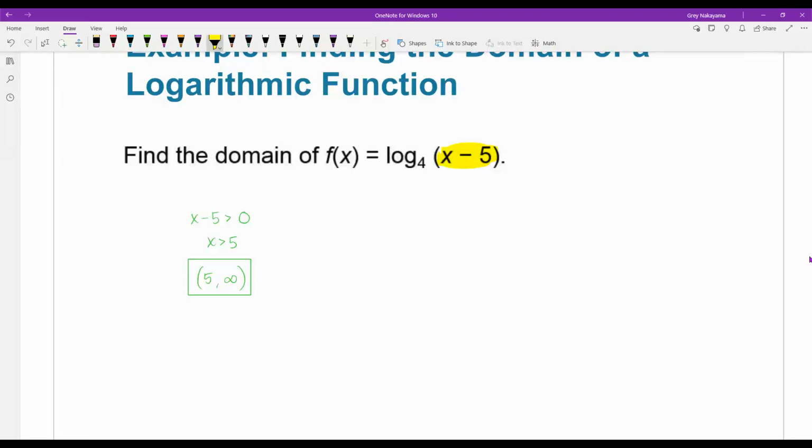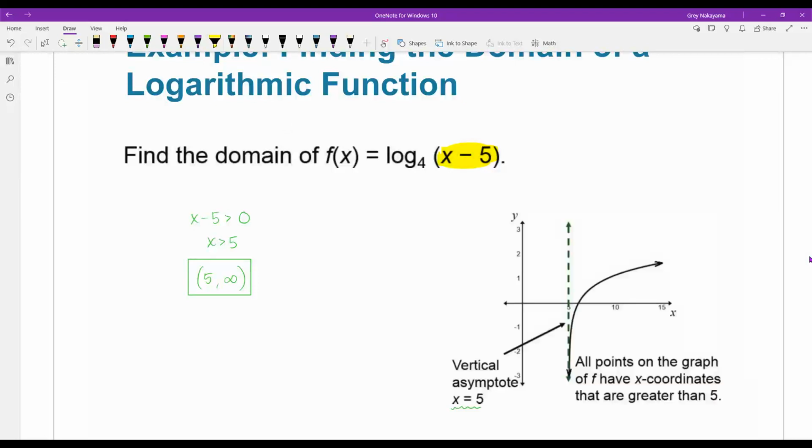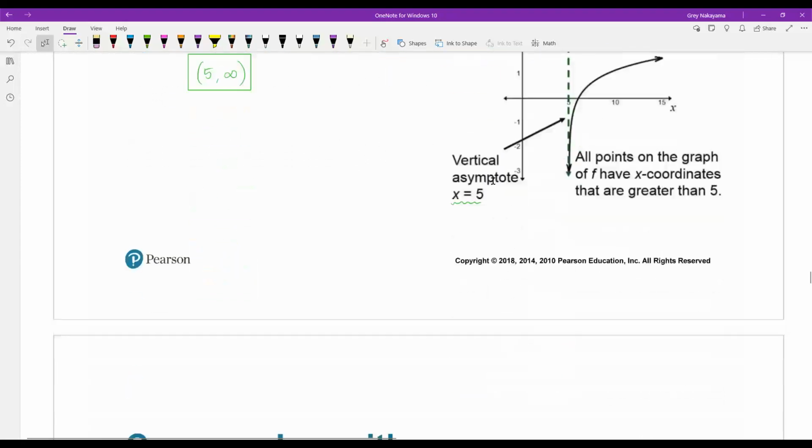It's as simple as that. Take the argument. What I highlighted in yellow was called the argument. Make it greater than 0, solve for x, put it in interval notation. Here's the graph. You know from your transformations that the graph has been shifted to the right 5 units. Well, my asymptote went from x equal to 0 to x equal to 5. So our asymptote will only change if there's adding and subtracting inside of the parentheses. Again, if it affects the x, it'll be inside the parentheses.